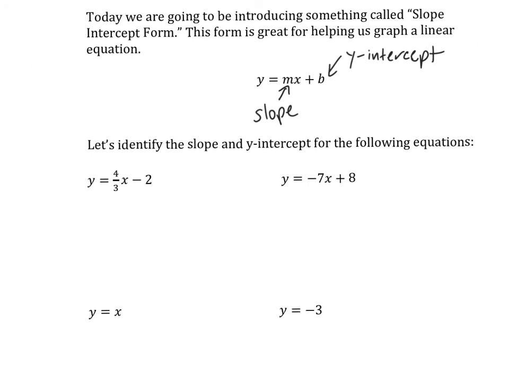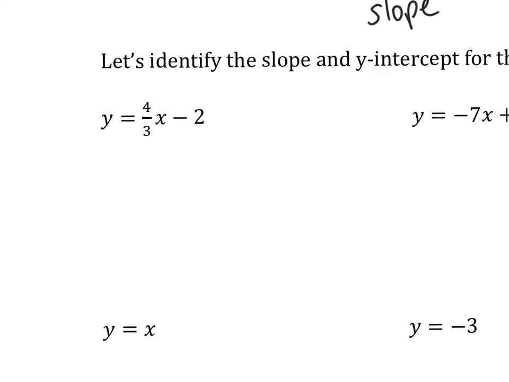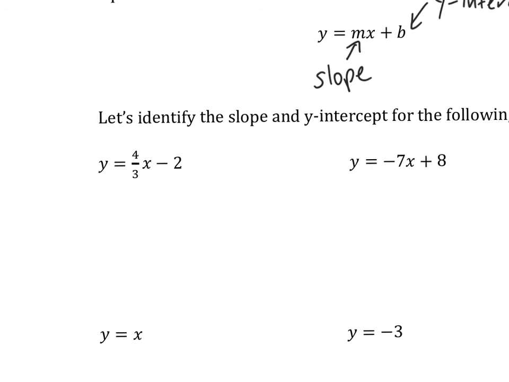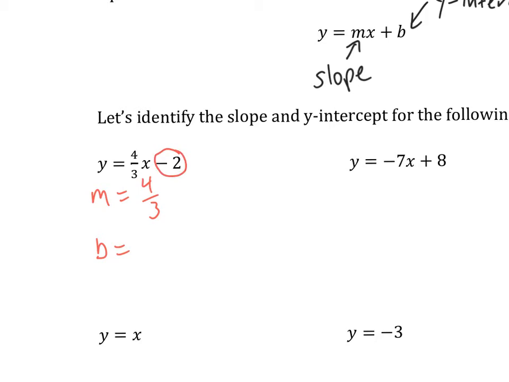Okay, so let's look at a few equations and identify the slope and y-intercept. For this first one, we have y equals 4/3 x minus 2. If we look back at our formula, the slope is the number that we multiply by the x. So our slope, which is m, is equal to 4/3. And our y-intercept is b. That's the thing that comes afterwards. In this case, it looks like it's going to be 2, but actually we have to take the sign that's in front of the 2, so it's actually going to be -2. Make sure you're careful there. If you have a negative number, or if you're subtracting, that makes your y-intercept negative.